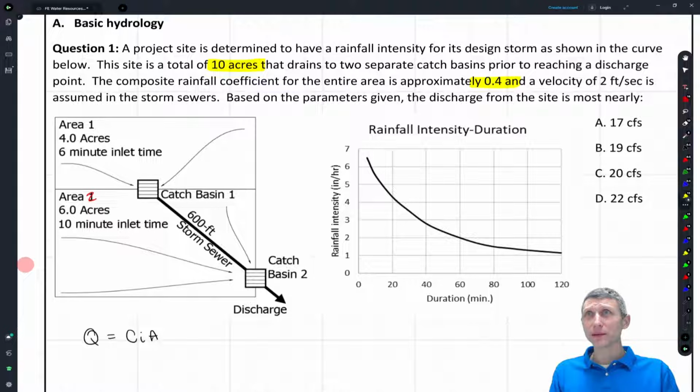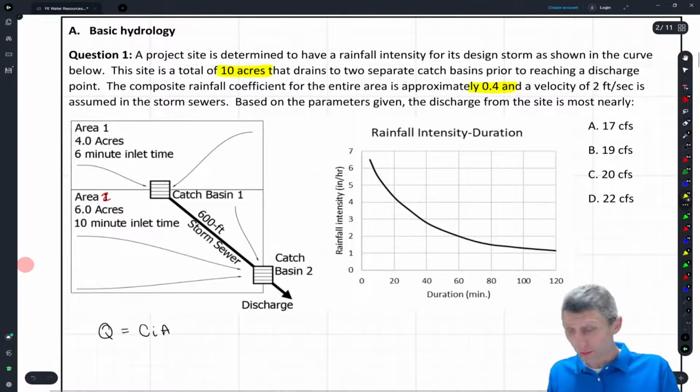And some of you are probably going to be tempted to come here and just pick a number. So as we go through here, what we're going to do is find that intensity.